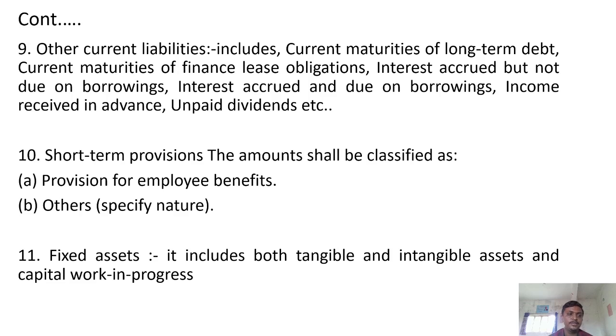And coming to note number 9, other current liabilities includes current maturity of long-term debt, current maturity of finance lease obligation, interest accrued but not due on borrowings, interest accrued and due on borrowings, income received in advance, unpaid dividend, like that. These things are treated under the other current liabilities.